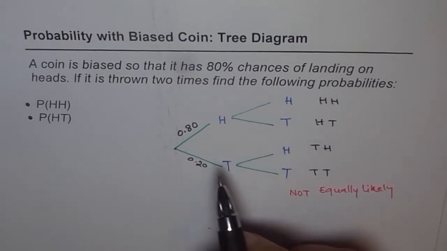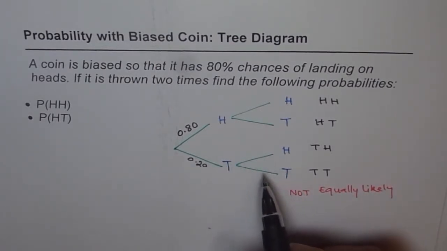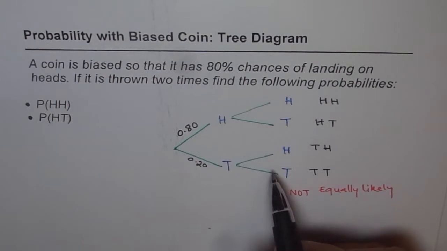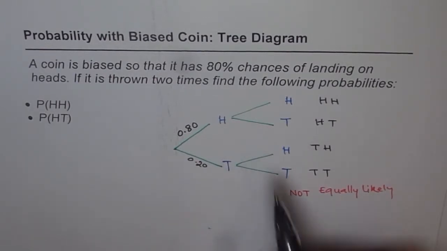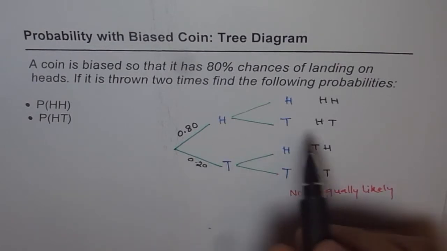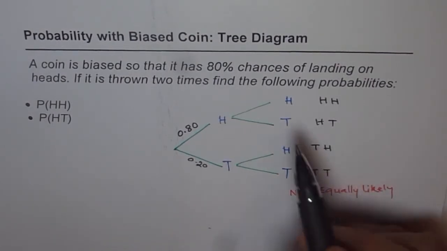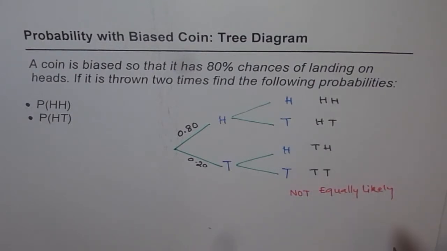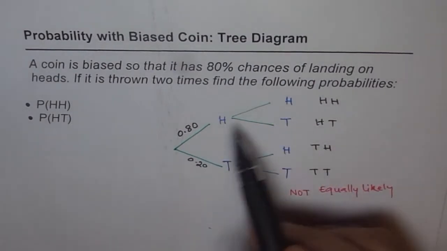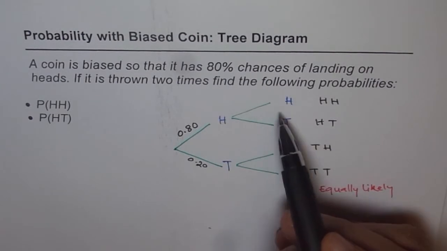And second, it is a compound event since we are doing 2 trials at the same time, right? 2 events in this particular question. Now let's move on with this question. So what you've understood here is that it's a biased coin, right? Therefore, whatever you get is not equally likely. It's more likely to get heads, 80% likely to get heads, right?